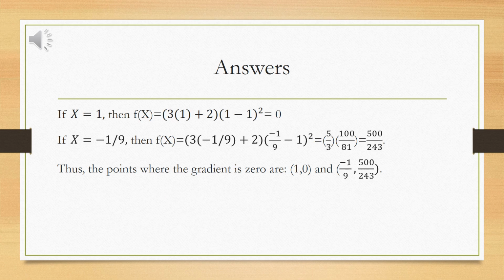If x is minus 1/9, then f of x equals (3 times minus 1/9 plus 2) times (minus 1/9 minus 1) squared, which is 500/243. Thus, the points where the gradient is 0 are (1, 0) and (minus 1/9, 500/243).